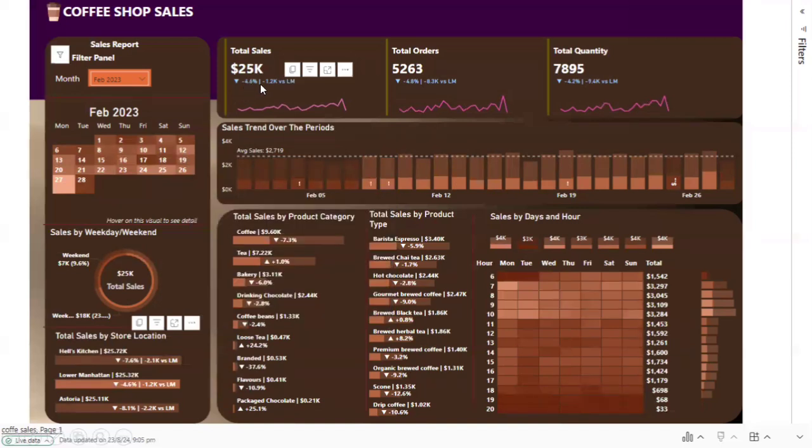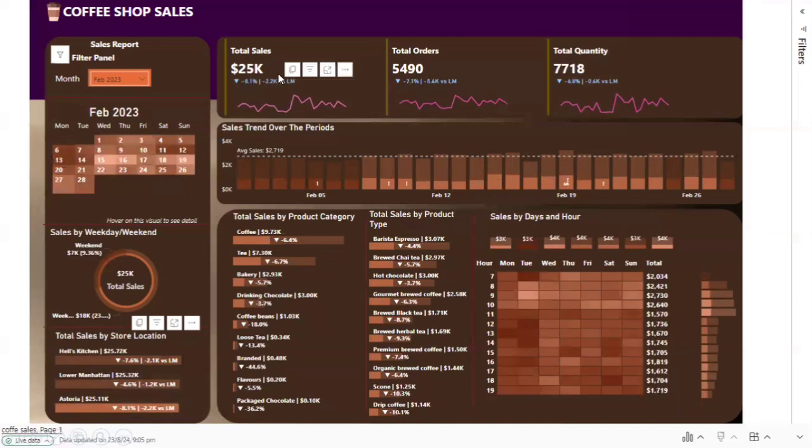It is 4.6% compared to both shop locations, and it is still the same in this shop too. The best selling category and product, and the best golden time for it, is also 7 to 10. And if we see Astoria, this is also the same.